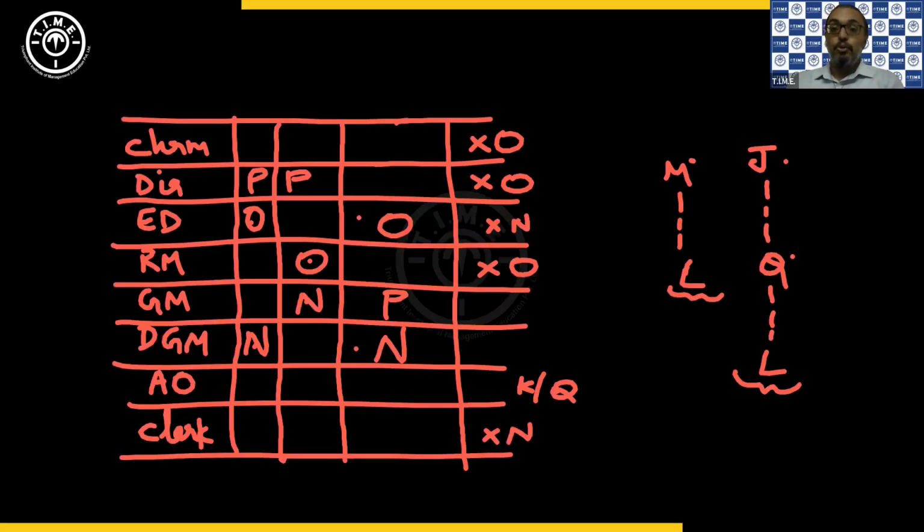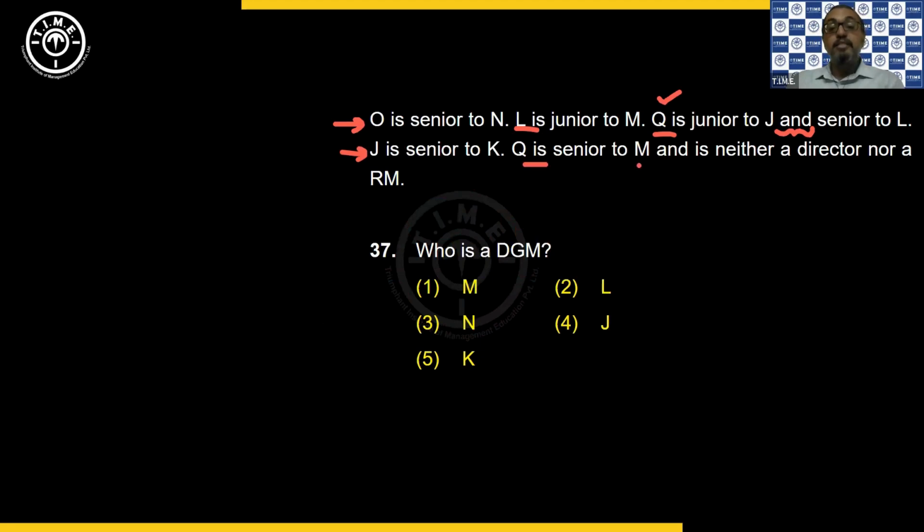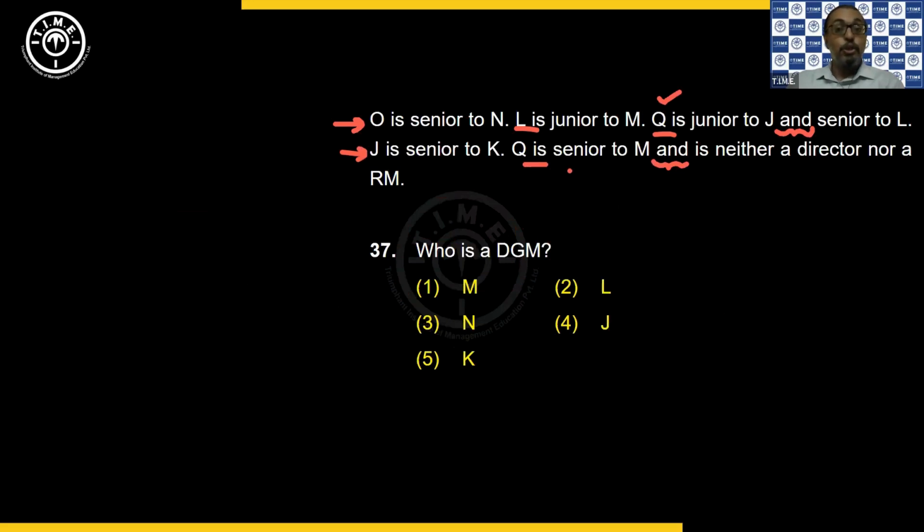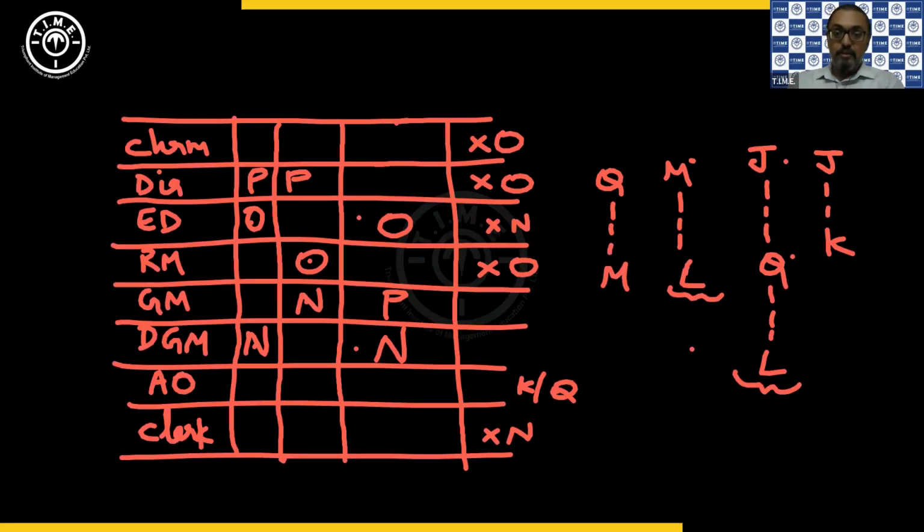Then J is senior to K. Okay, so we have J senior to K. Then we have Q is senior to M, and so we have Q is senior to M. Okay, and "is" means Q is, because "and" refers to the first person, so Q is neither a director nor RM. So Q cannot be a director, cannot be an RM. So Q cannot be given in those positions.